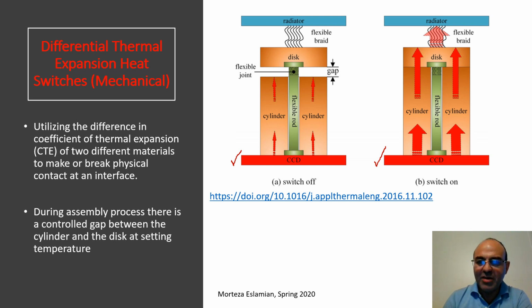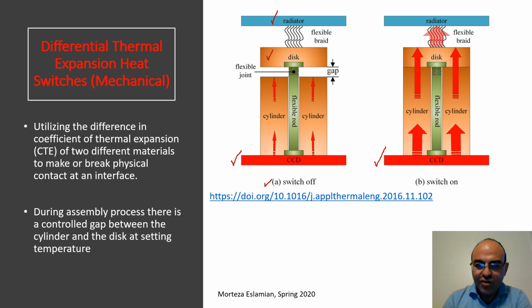As a result, at normal temperature, at the off position, when it's switched off, there is a gap. So heat is transferred between this red hot plate and that disk, and then the radiator, only through this central flexible rod. This rod has a flexible joint as well, which is connected to a disk, and the disk radiates to the radiator. So we have two radiators in this case. One is this disk, and then there is a second radiator, which is the radiator of the spacecraft, for instance.